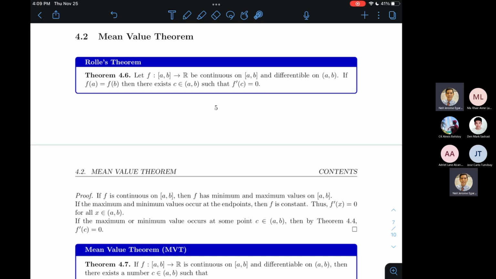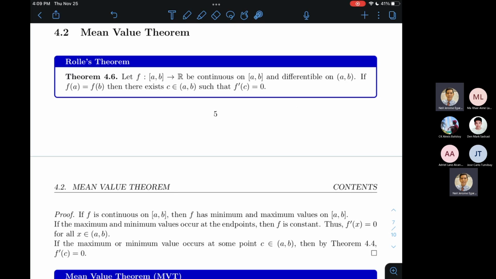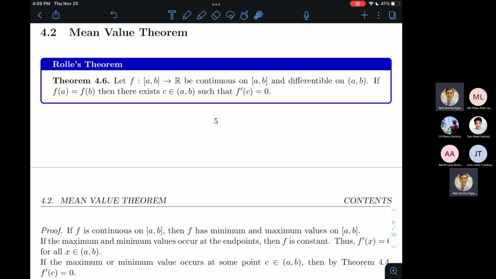Yeah, I think so. So Rolle's Theorem, let's see what it is. For Rolle's Theorem, we consider a function defined in a closed interval [a, b], all right? And we assume that f is continuous on the closed interval and differentiable on the open interval. And it says here that if f(a) is equal to f(b), then there exists a number c strictly between a and b such that f'(c) equals 0.